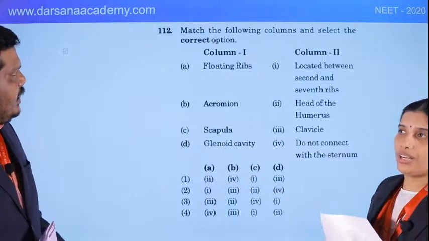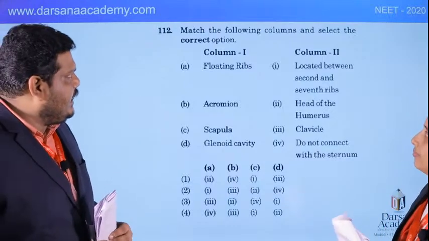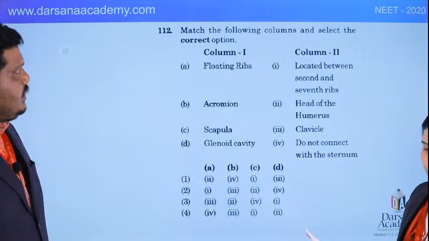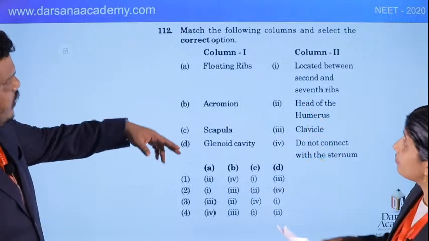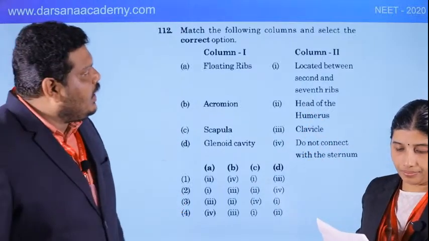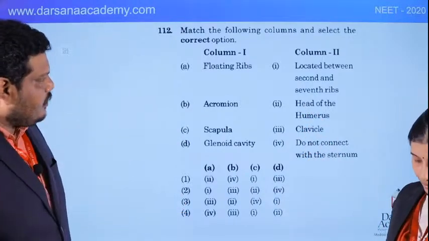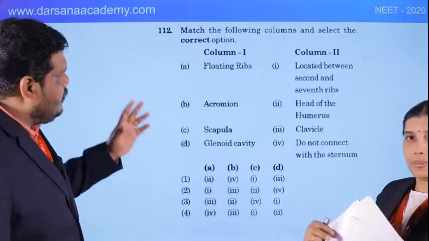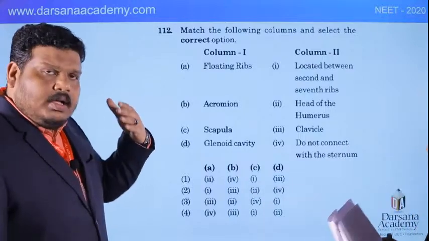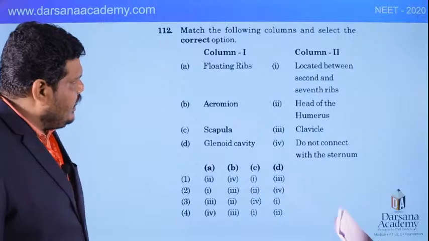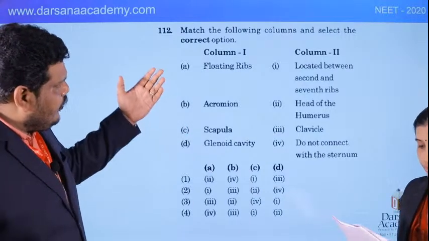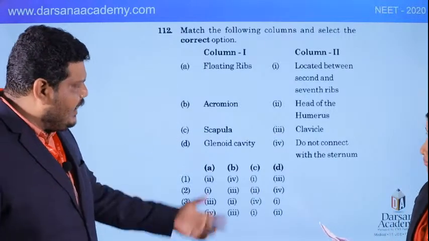Okay, this is the 112th question of the E2 version 7. Match the following columns and select the correct option. This is from the chapter locomotion and movement. We are asking about floating ribs, acromion, scapula, glenoid cavity.